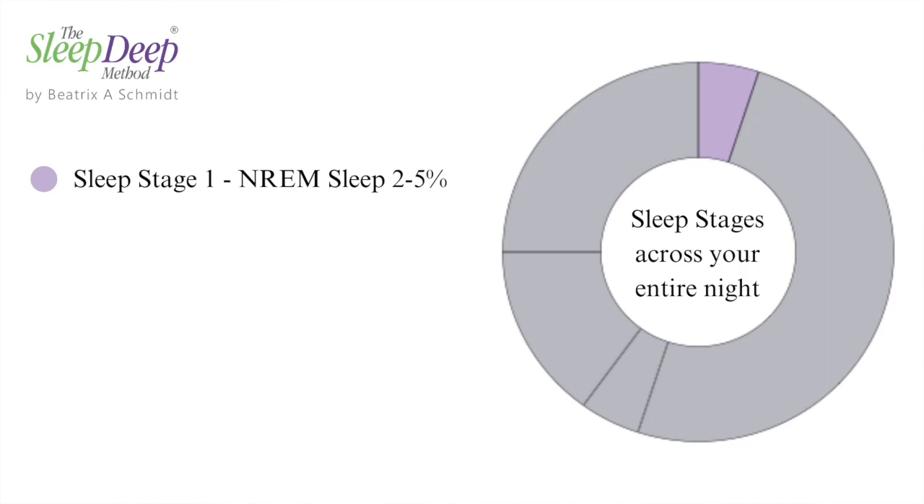So we spend about 2 to 5% of our entire night's sleep in sleep stage number 1, across the various different cycles of sleep. We have the lowest arousal threshold here. What does that mean in practical terms? That means it's easiest to wake up from sleep stage number 1, because this is the beginning of that transition and the body is more susceptible to actually waking up from it.